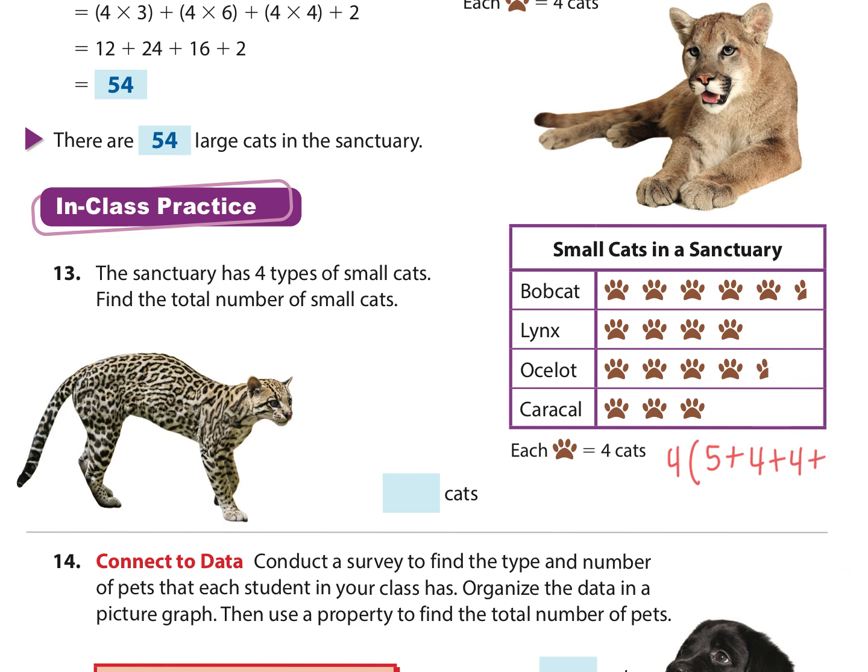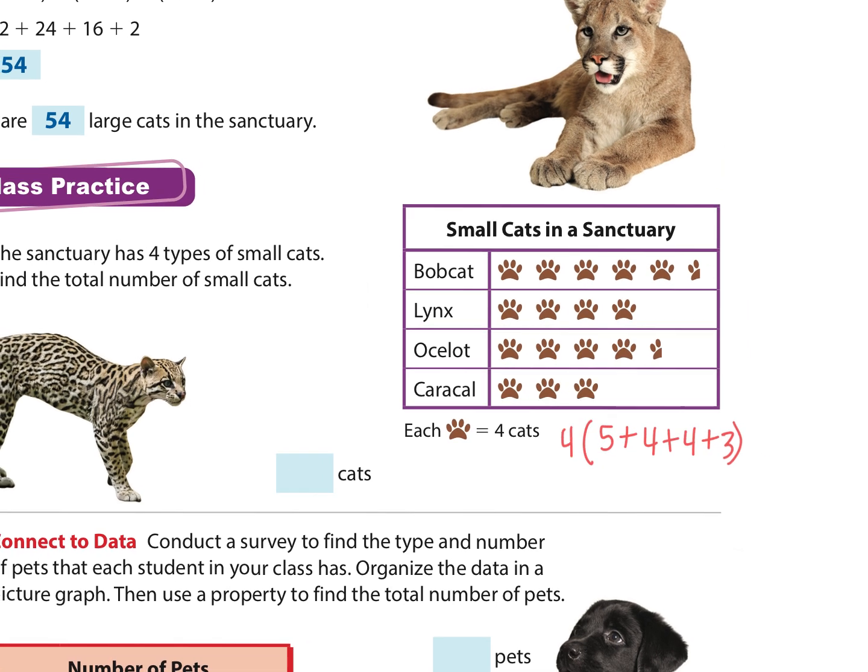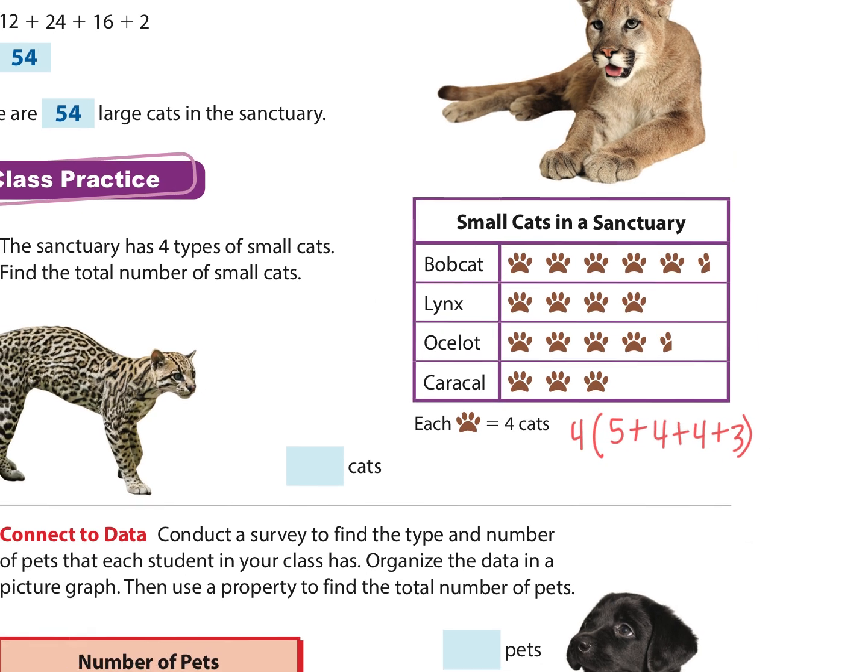4. Plus, how many full paw prints by the caracal? 3. Okay, and this is only including the whole number of paw prints. So what am I going to have to do at the end? There's a half. There are halves, and that's what I'm talking about right now.